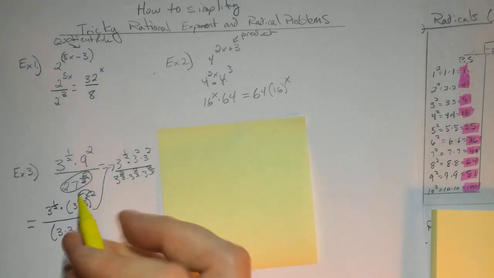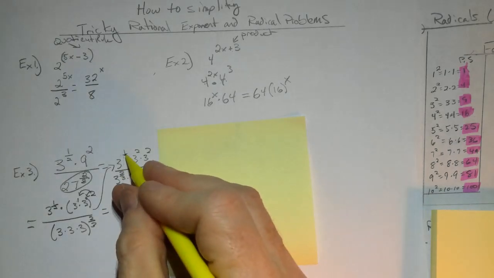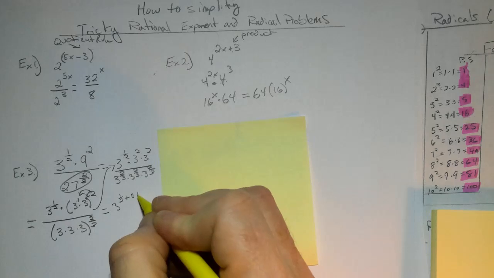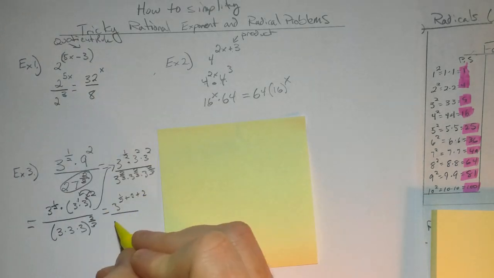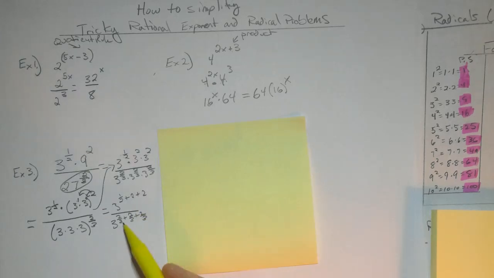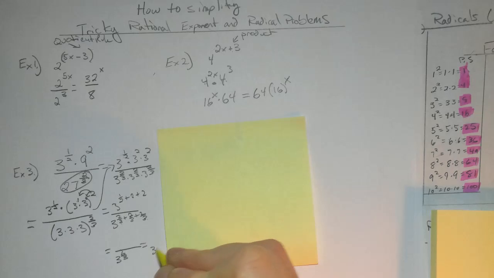So if I kind of break it down, I can bring this whole thing down and I can add the numerator. So I'll show you, 3 to the 1/2 plus 2 is in the numerator, and I have 3 to the 2/3 plus 2/3 plus 2/3, right? And because all the denominators are the same, I can just add the numerators, and so in my denominator, I end up with 3 to the 6/3, which is really just 3 squared.